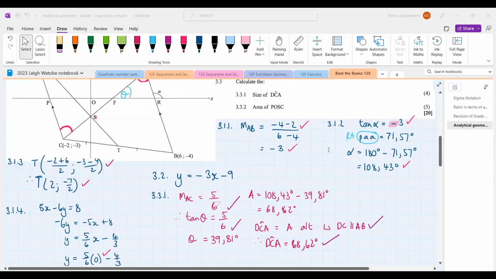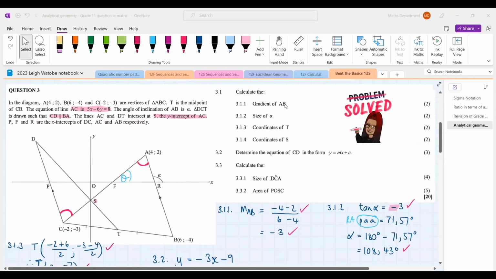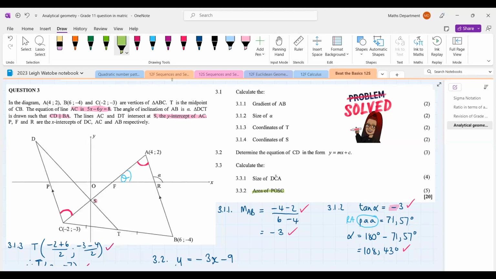Okay, cool. So now let's turn our attention to what Pinga is trying to calculate, which is the area of POSC. Let's use a highlighter and highlight POSC. So there's POSC. So that's this shape over here.